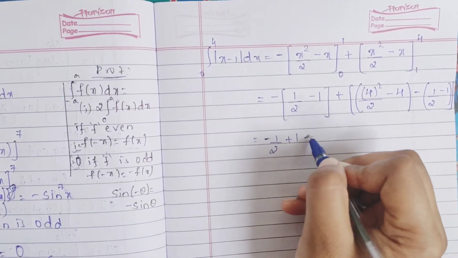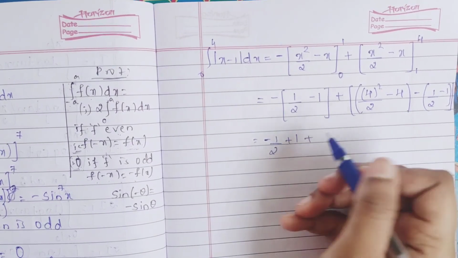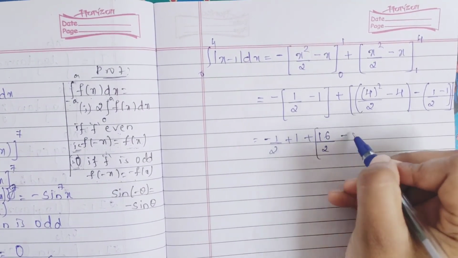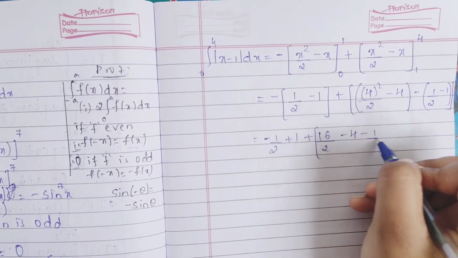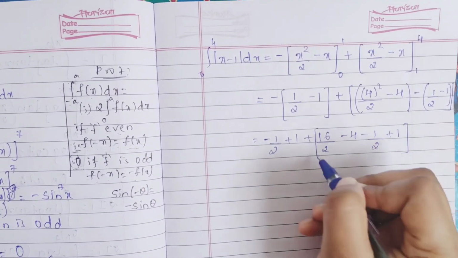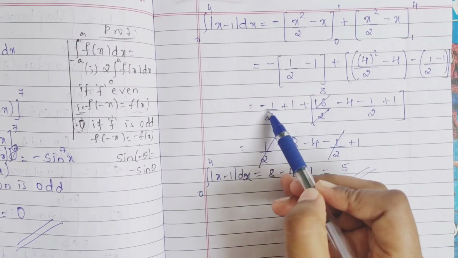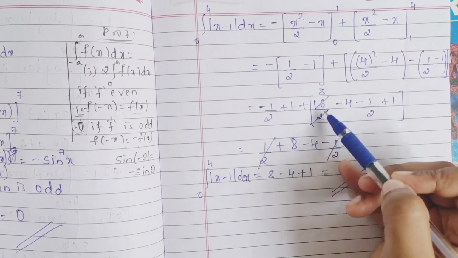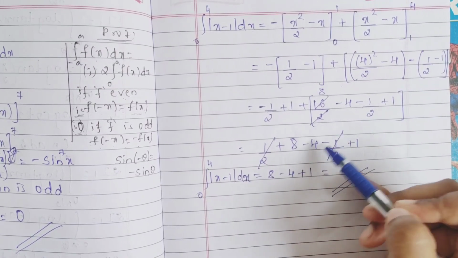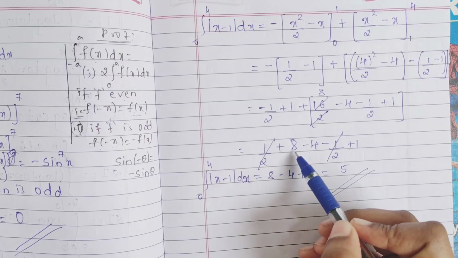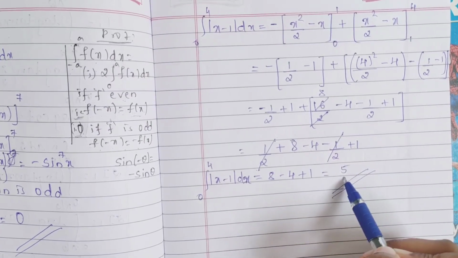So here 4 square is 16, 16 divided by 2 minus 4, and again here minus 1 by 2 plus 1. So minus 1 by 2 plus 1 is 1 by 2, 16 by 2 is 8, minus 4, minus 1 by 2 plus 1. So minus 1 by 2 and minus 1 by 2 cancel off, 8 minus 4 plus 1 you will get 5. So this is your final answer.